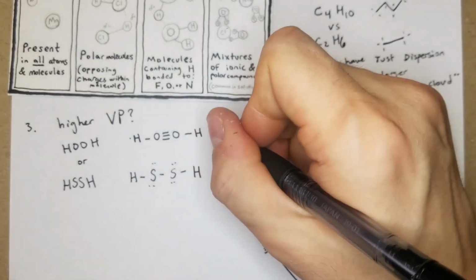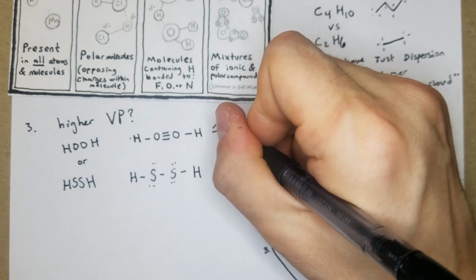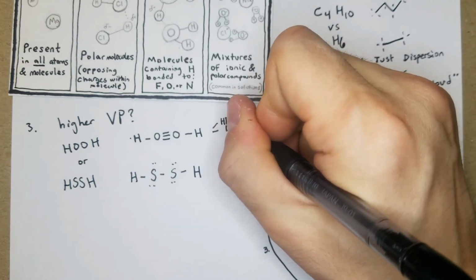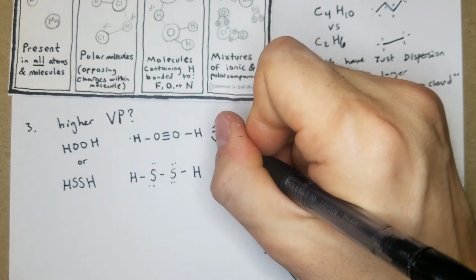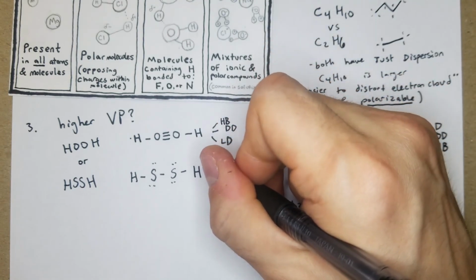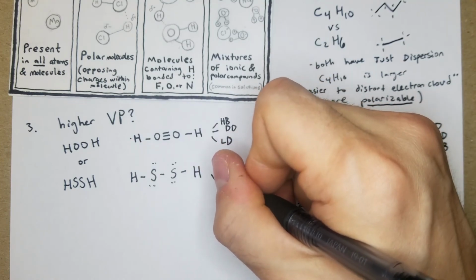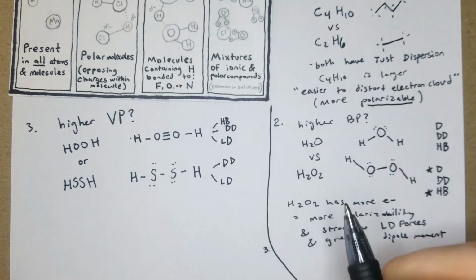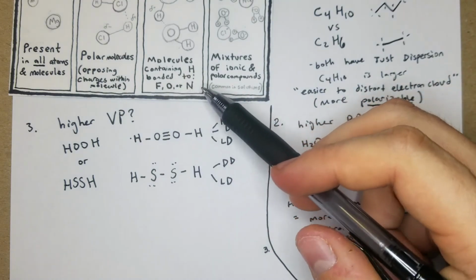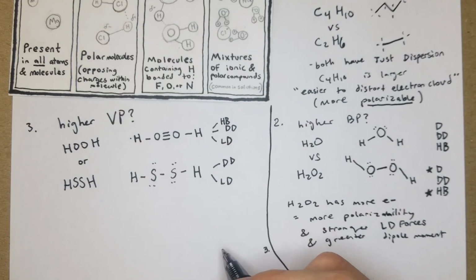Now up here we have hydrogen bonding, dipole, and London dispersion. Here we have dipole-dipole and London dispersion, but it's not F, O, or N, so we do not have hydrogen bonding here. So we've got a clear difference.